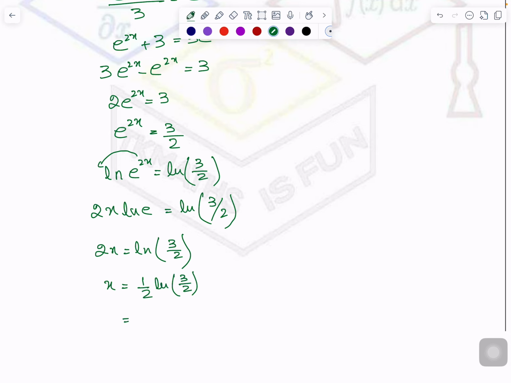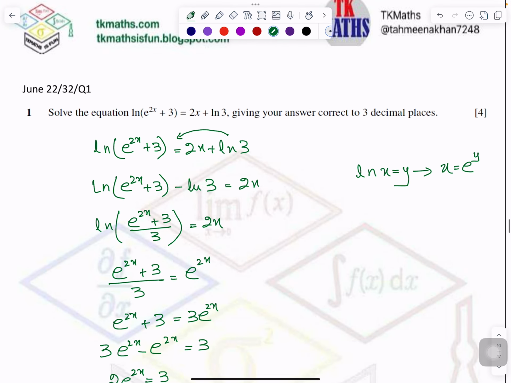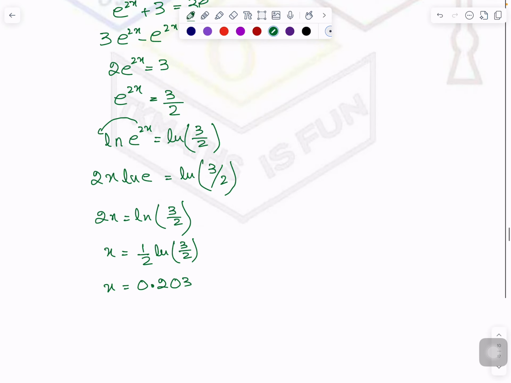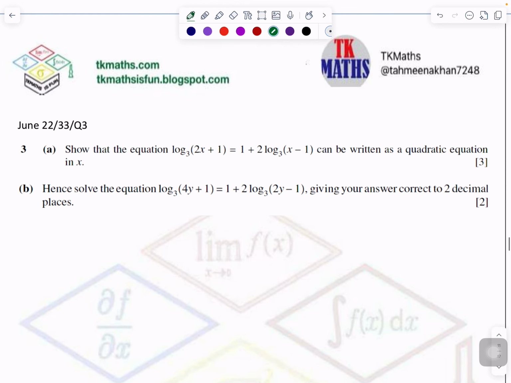Now you can use the calculator. You have to give the answer to 3 decimal places only. This is a positive answer, so the ln stays positive and it is okay. Now let's go to the next question.